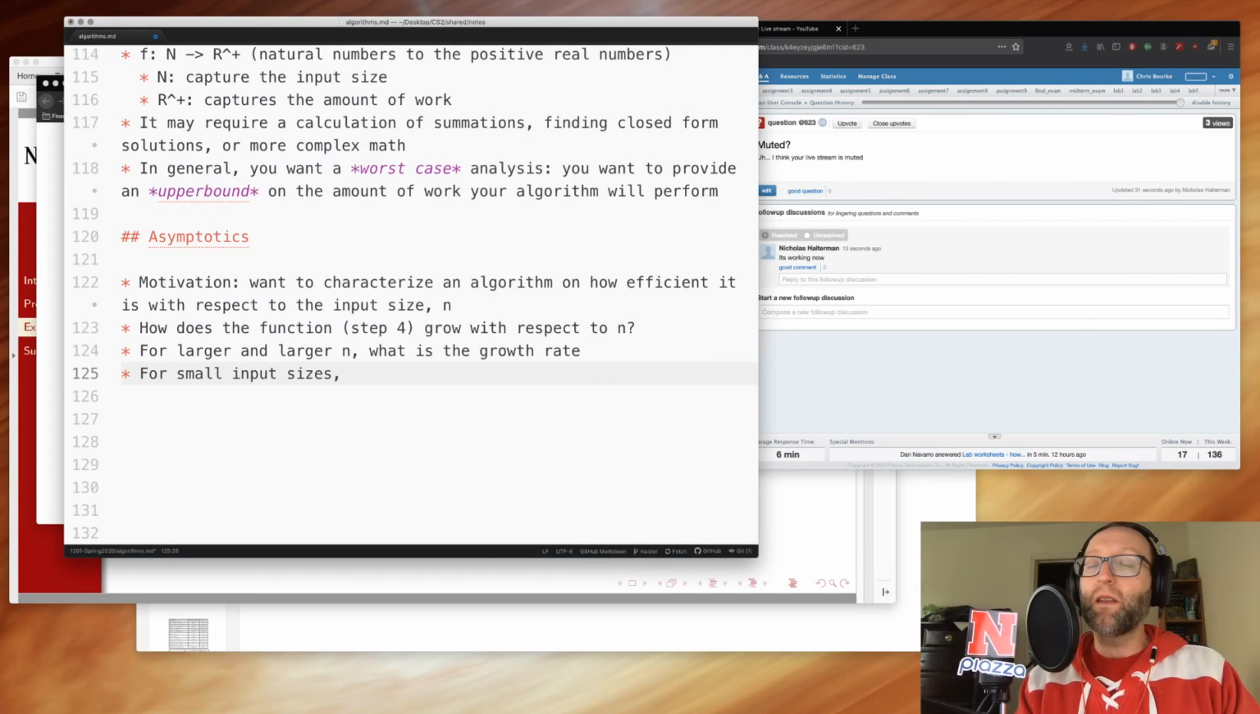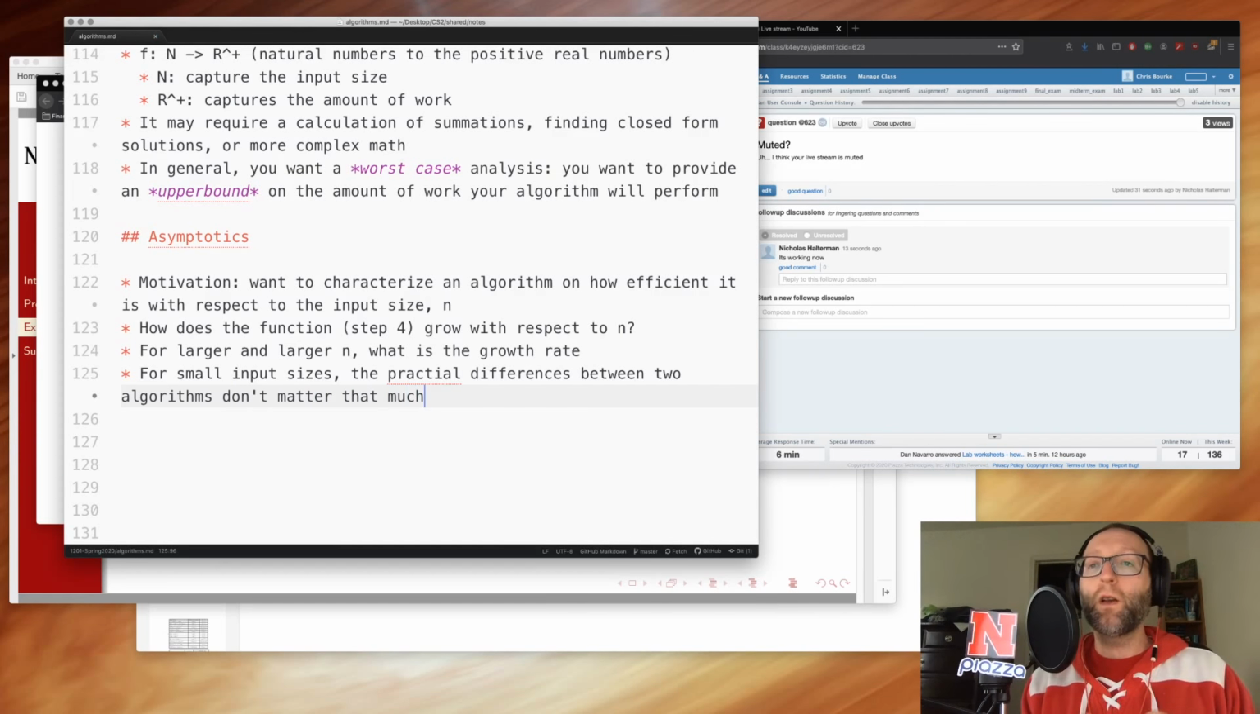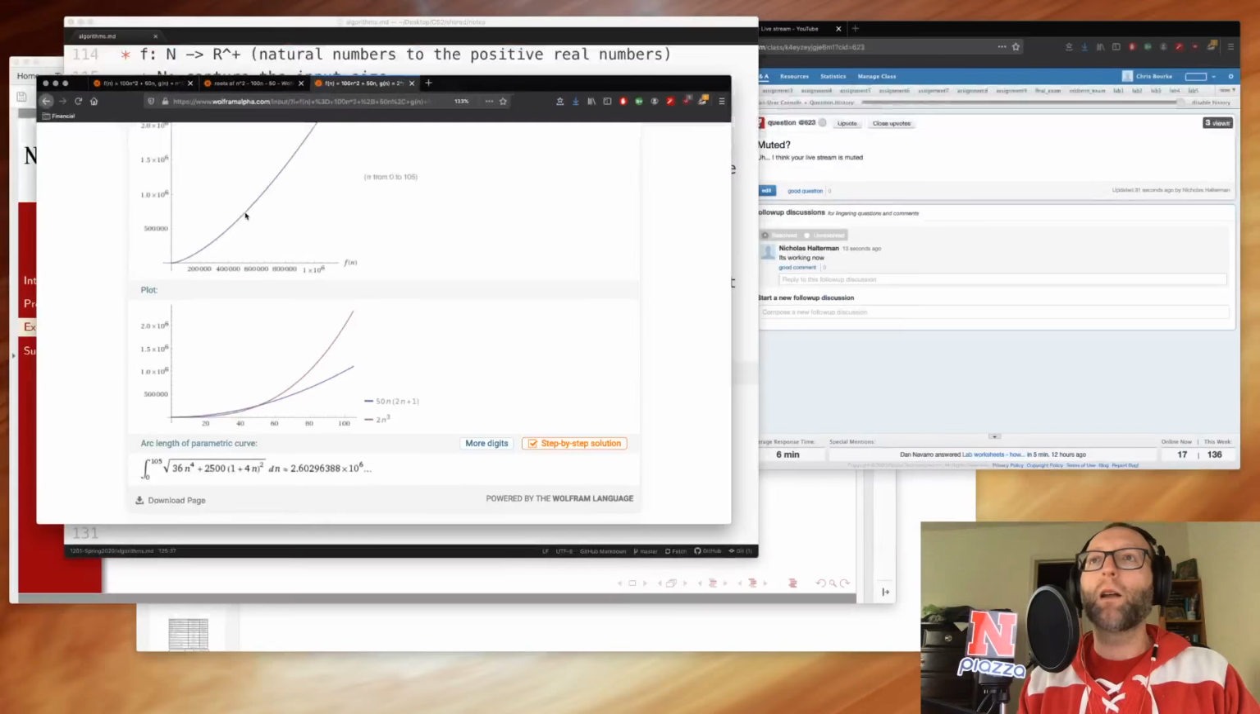we really don't care about the practical differences between two algorithms, they don't matter that much. In fact, if we focused on just a range of small values, then we would have the misinterpretation that one algorithm is better than another algorithm. To show you what I mean by that, I've set this up.